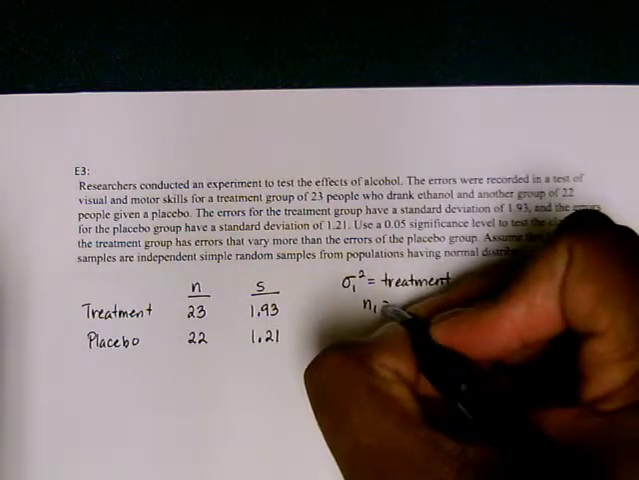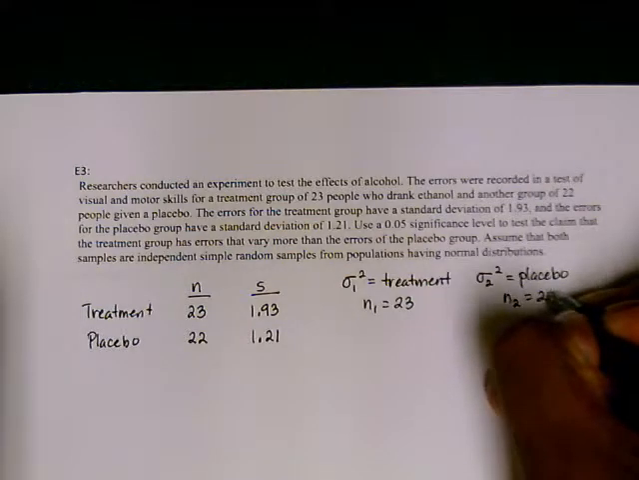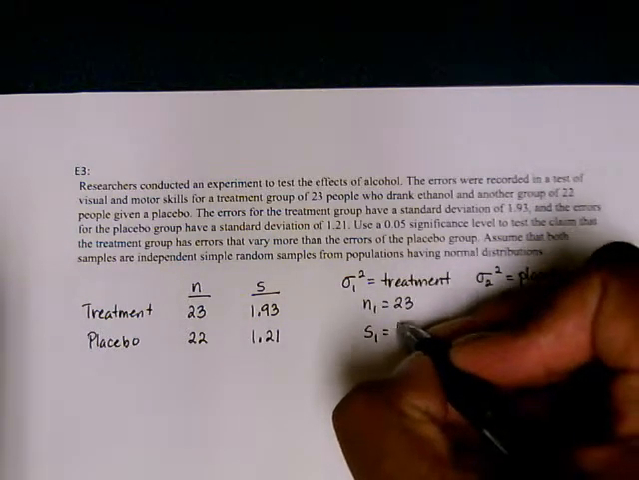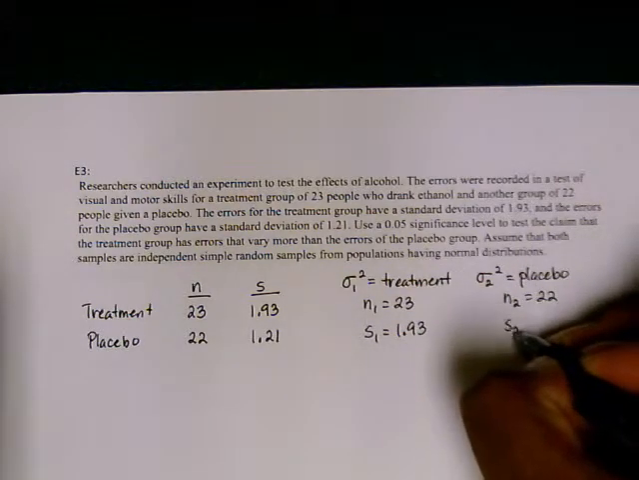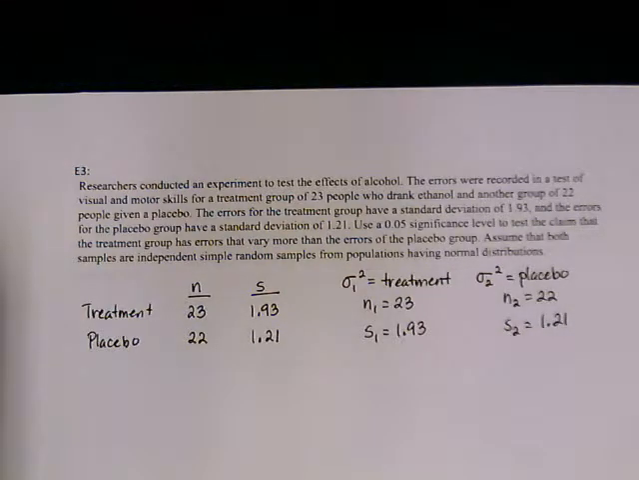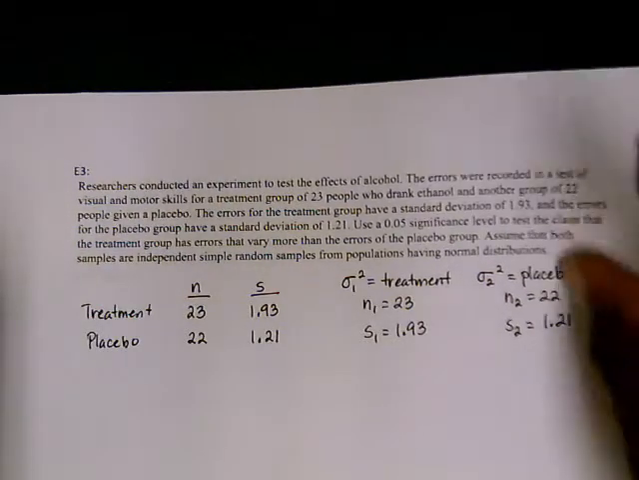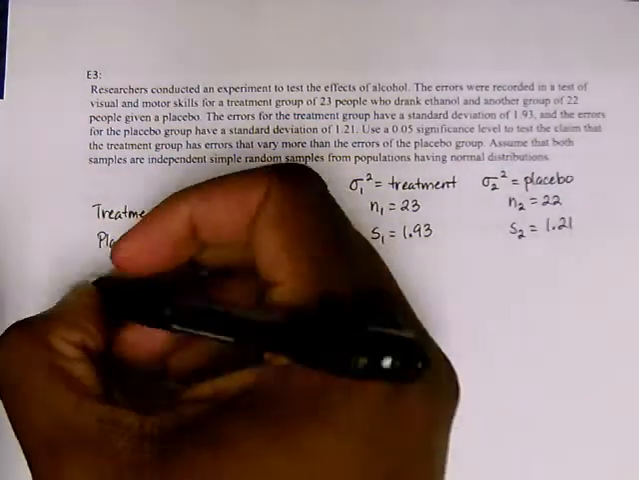So N1 will be 23. That would mean N2 will have to be 22. And of course S1, that's the larger of your two standard deviations, that's 1.93. S2 will be the smaller of the two, 1.21. Okay. And then we can conduct our hypothesis testing procedure for this.